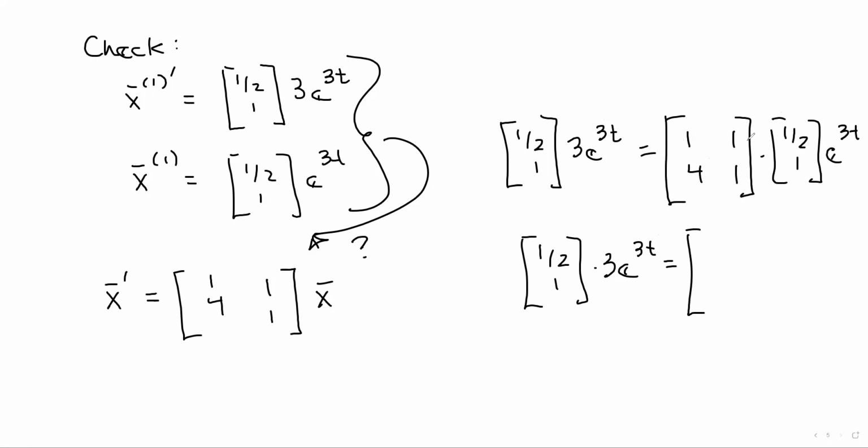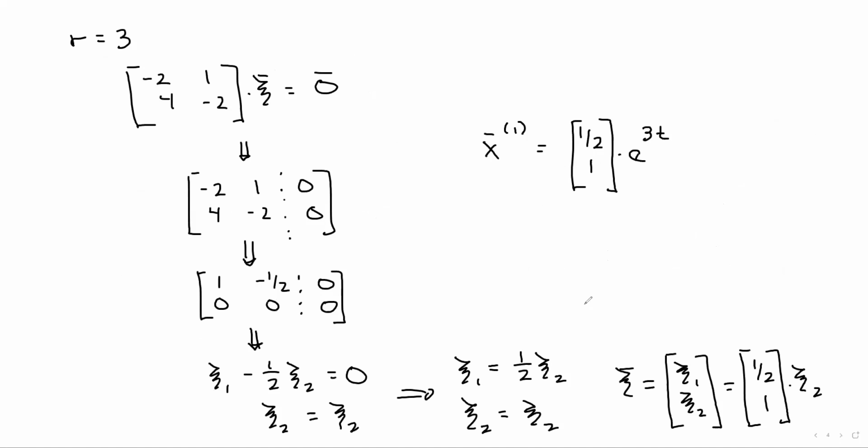Take this and multiply it by 1 1 4 1. And so when we do that, we're going to get 1/2 plus 1. That's going to be 3/2. And then we're going to have 1/2 times 4. That's 2. 2 plus 1 is 3. And then does 1/2 1 times 3 times e to the 3t equal 3/2 over 3 e to the 3t? Yeah, it does. You take the 3 and multiply it by the scalar, and it works. Okay, and so the first solution we got here does work.